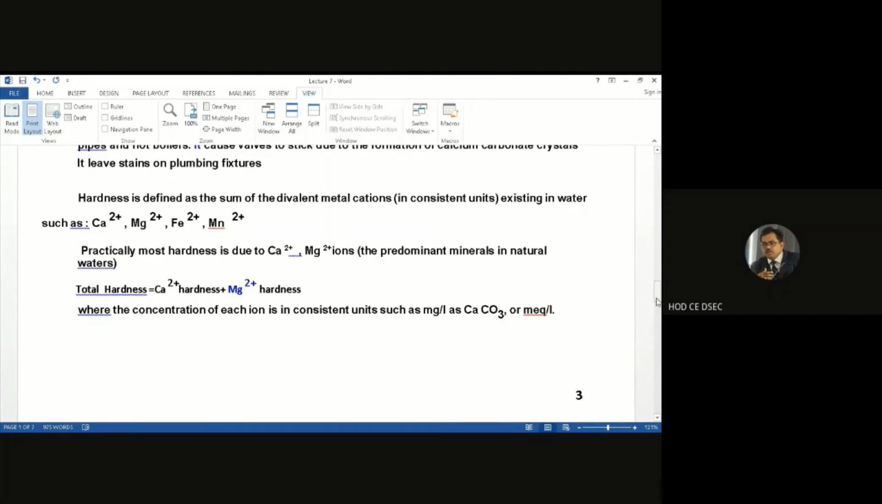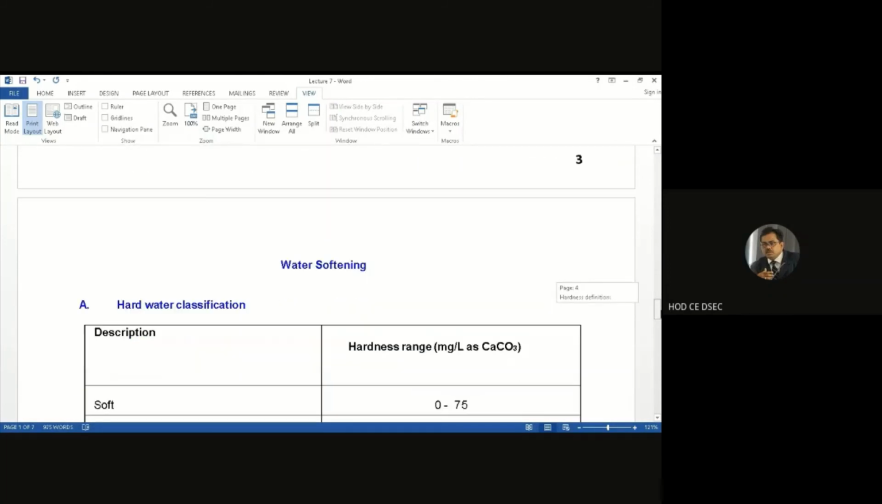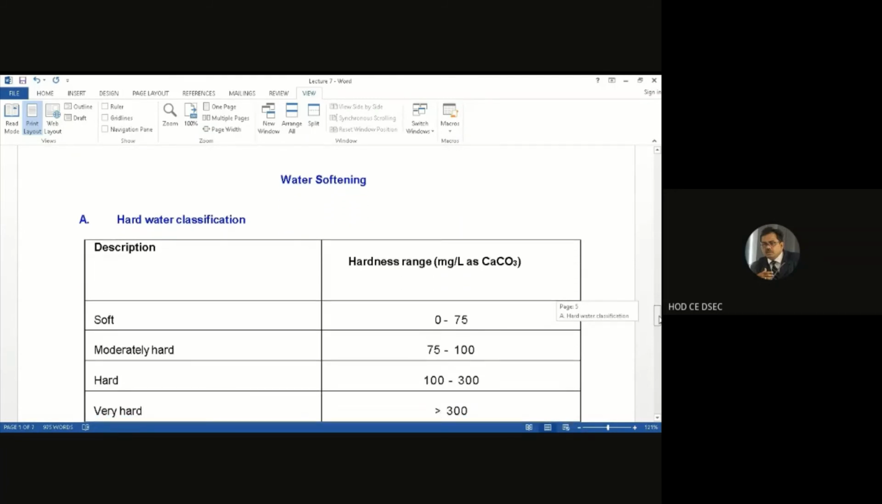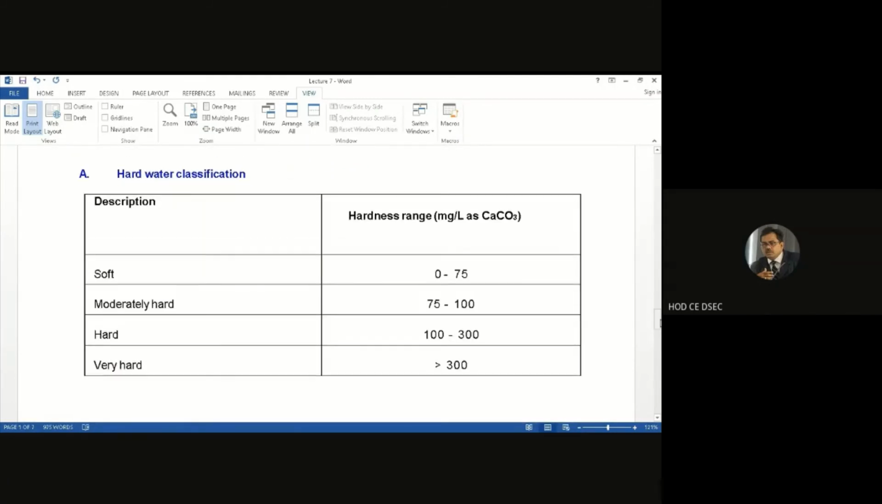I will discuss how hardness, in milligram per liter as CaCO3, can be converted. Suppose the hardness of the water is some amount in milligram per liter as CaCO3, so it will be written as CaCO3. How we convert to CaCO3, I will tell you. But let us first look at the classification of hard water, because based on hardness we can say it is soft water, moderately hard water, hard water, or very hard water.